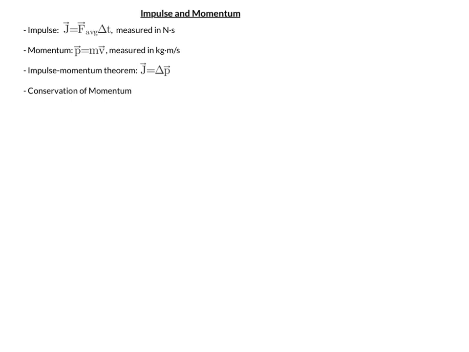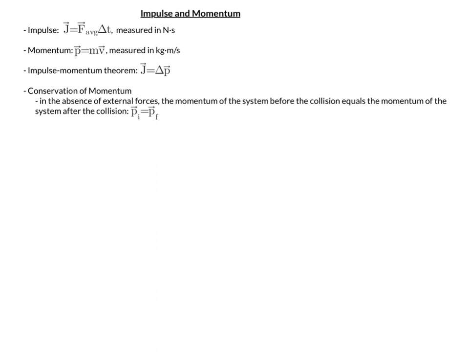Now, momentum is a very special quantity. Just like energy, momentum is conserved. And we say that in the absence of external forces, the momentum of a system before a collision equals the momentum of a system after a collision. So what are collisions? Well, whenever two things come in contact with one another, when they collide, we say that the momentum before that collision is going to be equal to the momentum of the system after the collision.